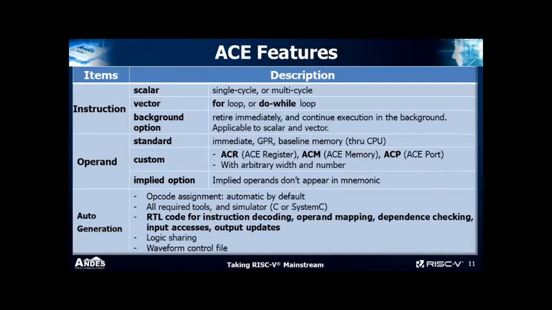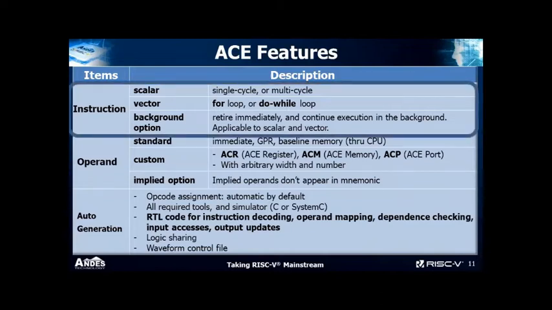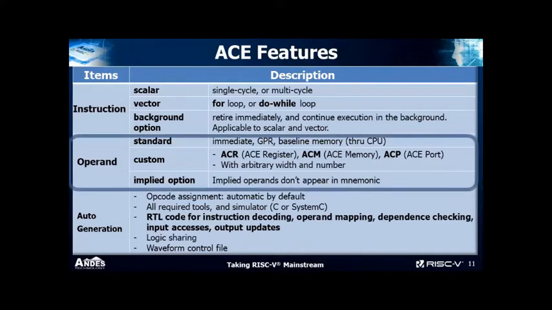ACE provides many features for designers to design custom instructions that can meet their specific requirements. ACE supports scalar instructions and vector instructions. It also supports a background option that can execute the custom instruction in parallel with other instructions. For the operands, they are used by defining the instruction, and also support custom register, custom memory, and custom port, besides the standard operands. The implicit option can also imply operands that don't appear explicitly, to reduce the encoding space for custom instructions.